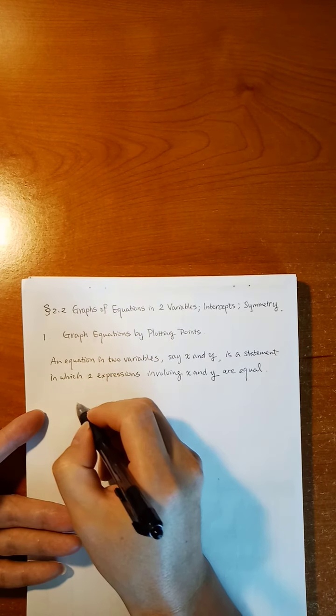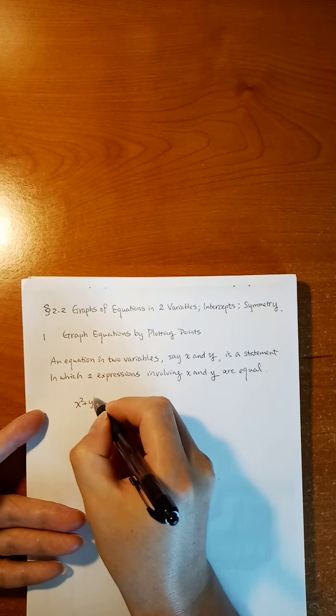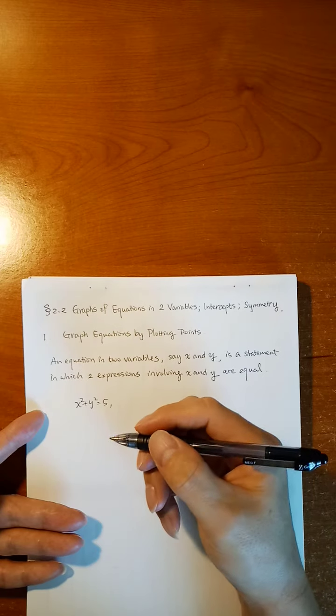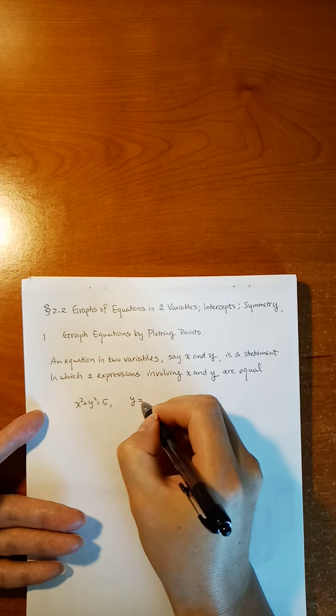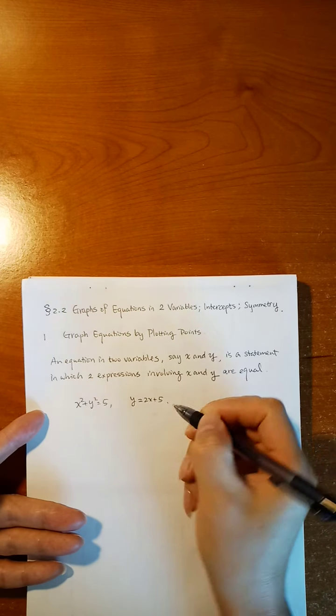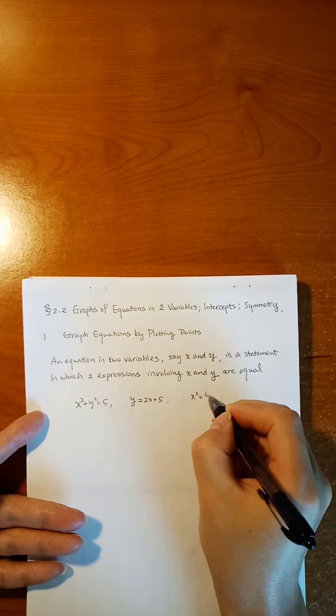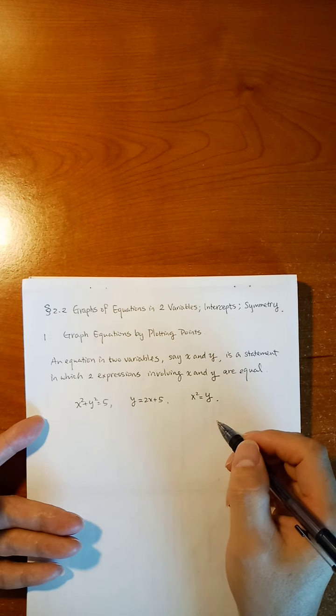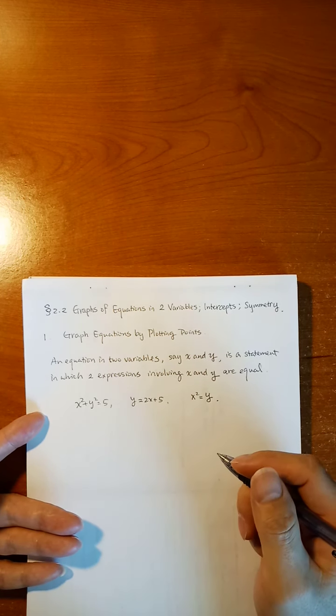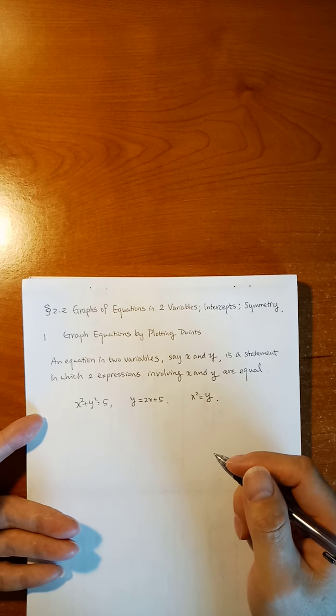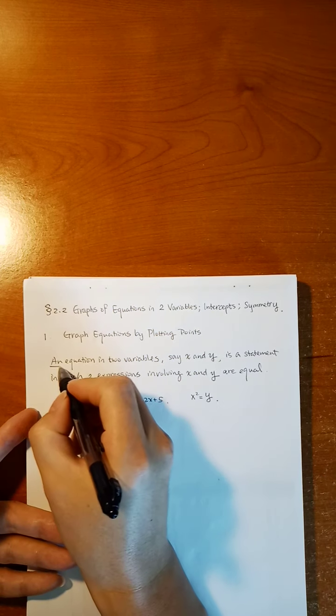You can see, for example, x squared plus y squared equals 5, or y is 2x plus 5, or x squared is equal to y. All these statements are equations in two variables. So first we get the equation in two variables.